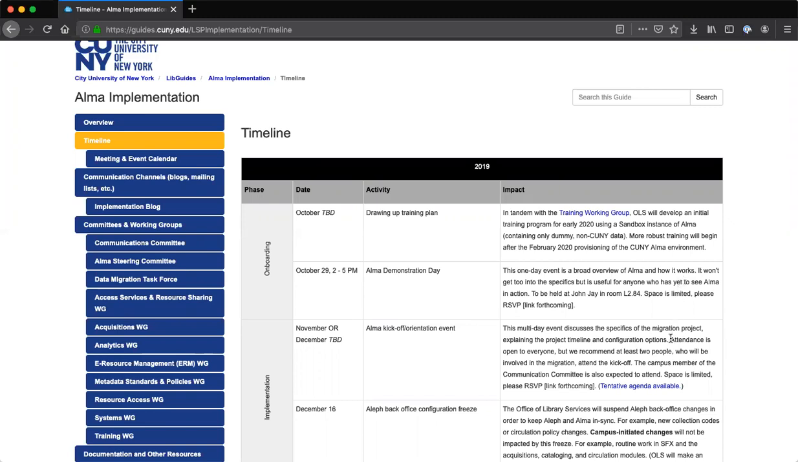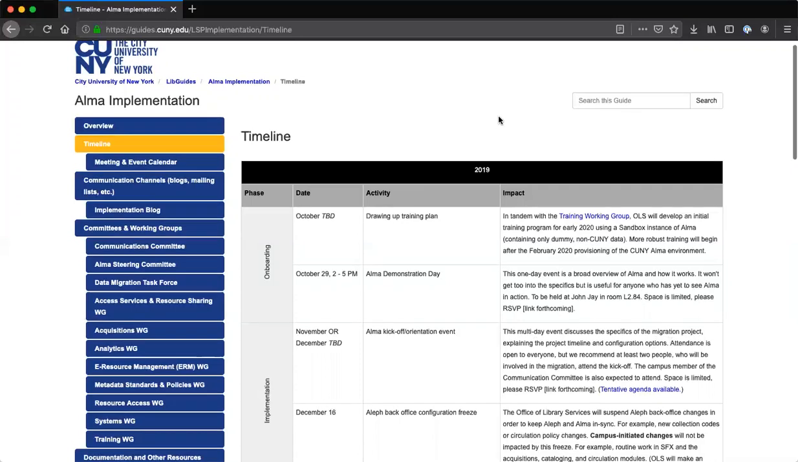So I'm sharing right now with you the timeline for our implementation as it stands today. It is available on the implementation libguide at guides.cuny.edu/lsp-implementation/timeline. The following dates should be added to your calendar. While they are subject to change for any number of reasons, we will announce all changes in the 1 month look ahead reports that are being distributed via QLibs every month. So let's take a look.